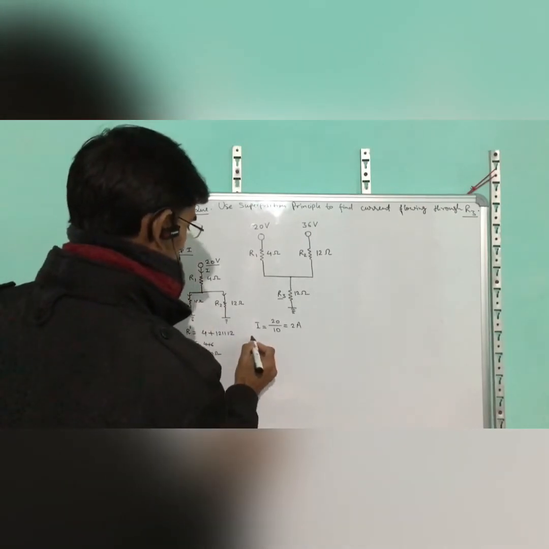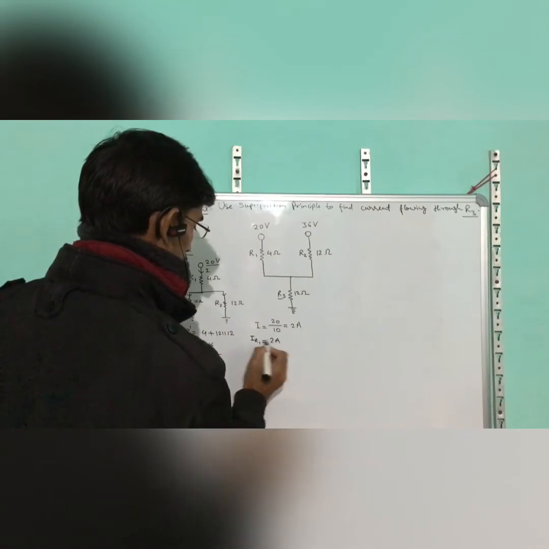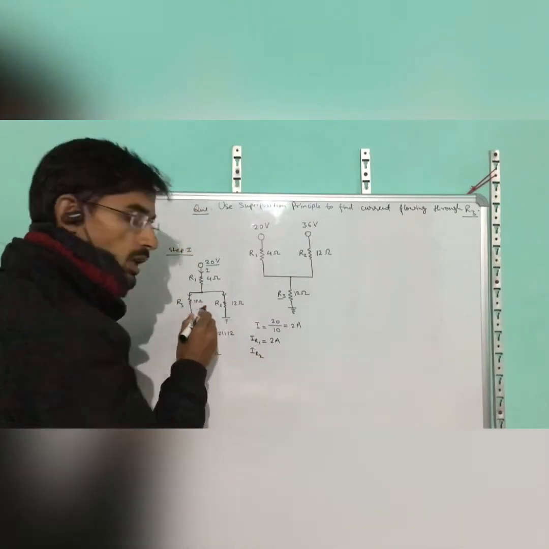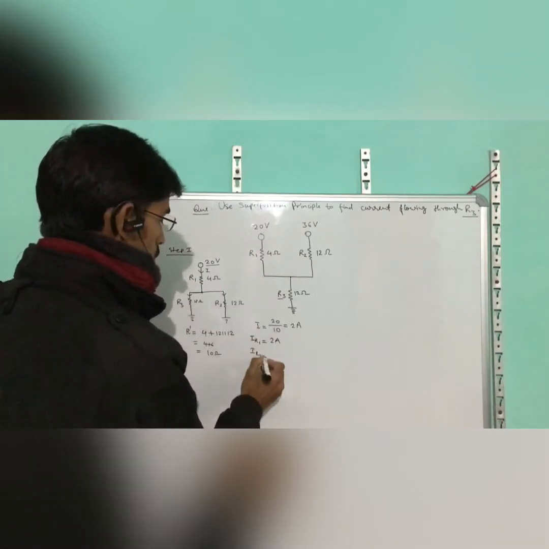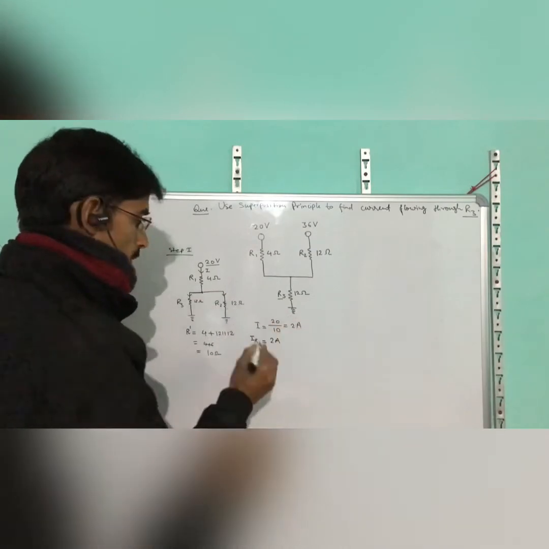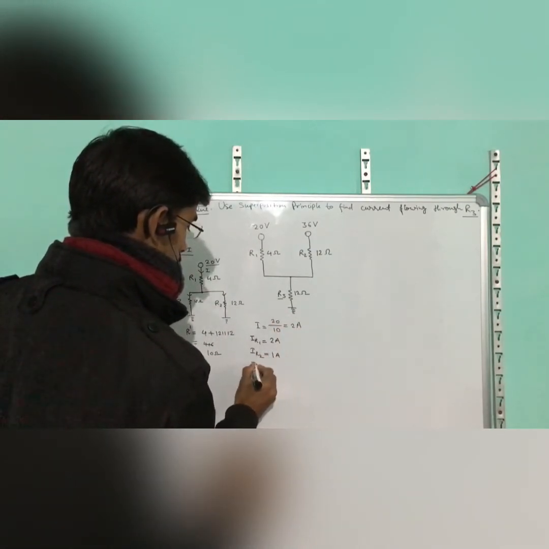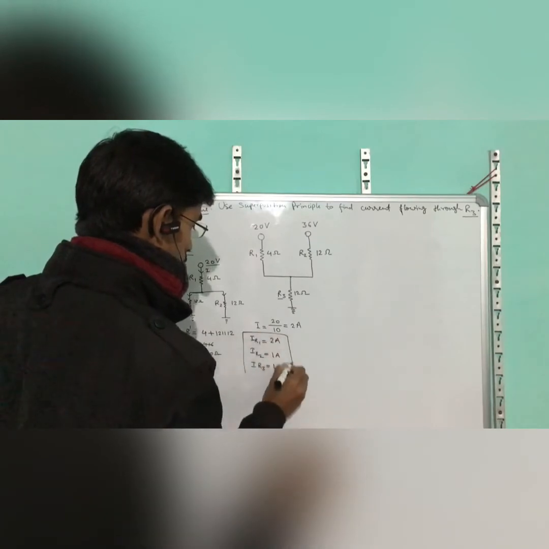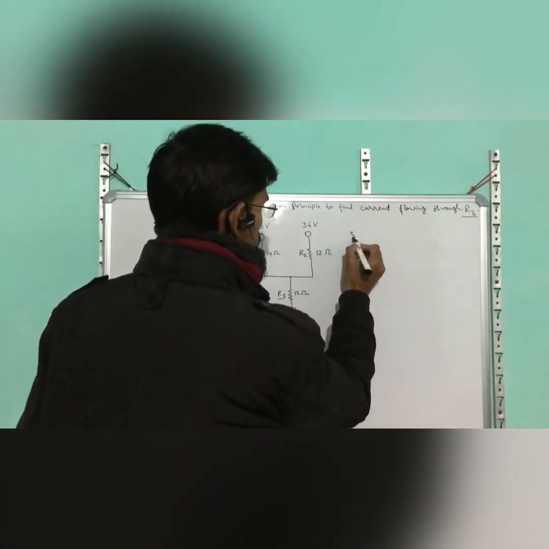So we can write IR1 will be 2 ampere, and IR2, because here we have two similar resistors of the same value 12 ohm, so current will be divided equally. IR2 equal to 1 ampere as well as IR3 will be 1 ampere. This is first set of values. Now we calculate second set, means step 2.